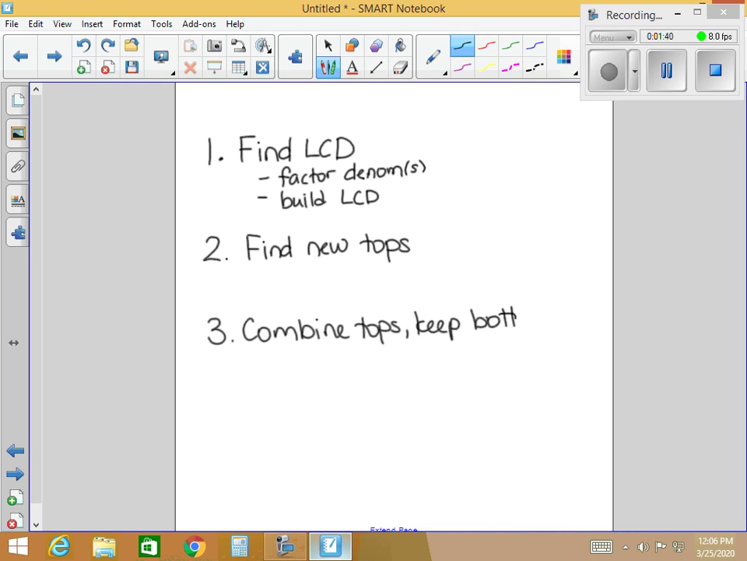Okay, by combine the tops, usually there is a distributive property and we spread everything out, and then when we combine things back together, we only combine like terms. Step 4 is reduce if possible.